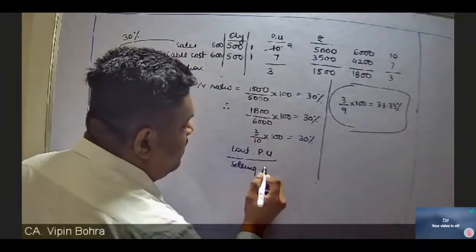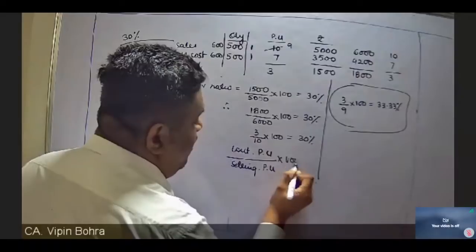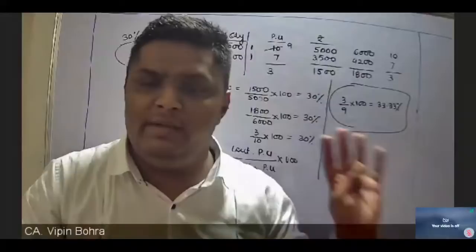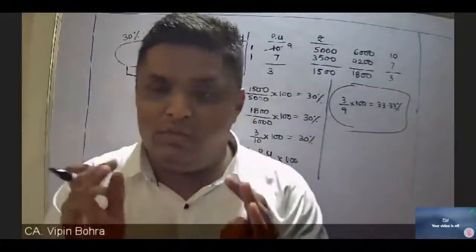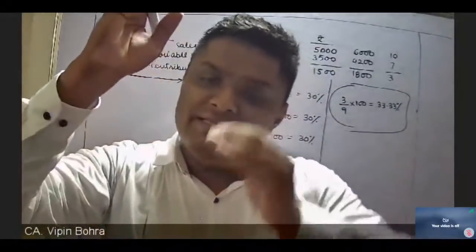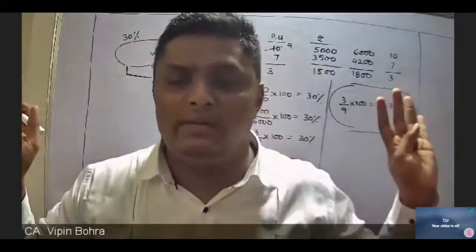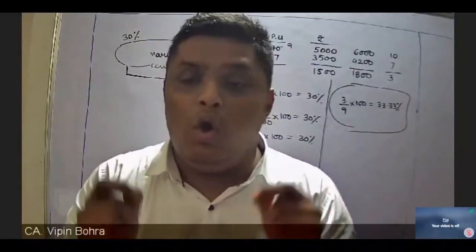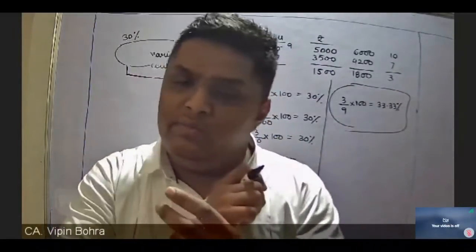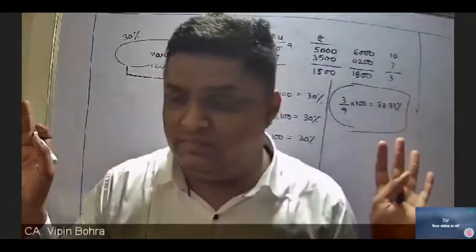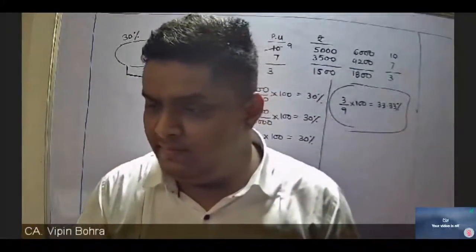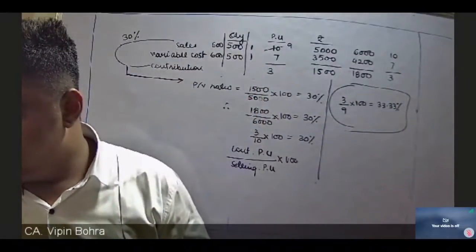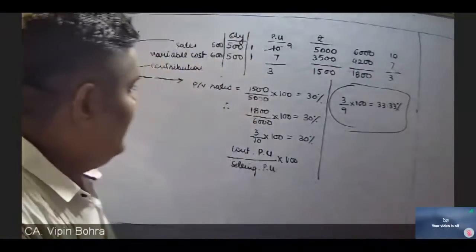So the major thing is this relationship to be maintained, that is contribution per unit by selling price per unit into 100. Till the time this relationship is maintained, PV ratio will remain unchanged. So even if the sales quantity is increasing or decreasing, PV ratio will remain constant. But if there is any change in selling price per unit or variable cost per unit, the PV ratio is going to change. I hope this part is clear. So, let's write the conclusion.